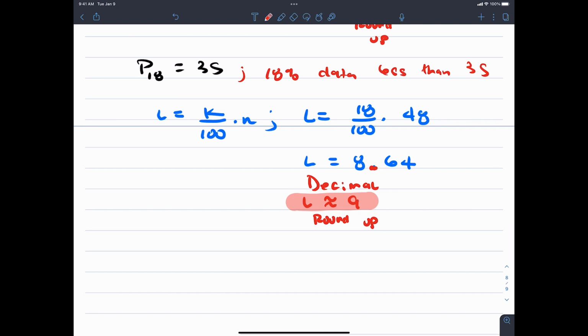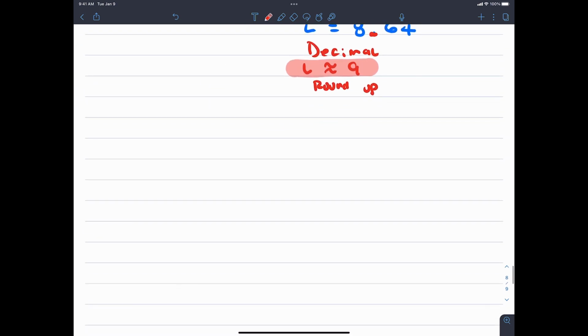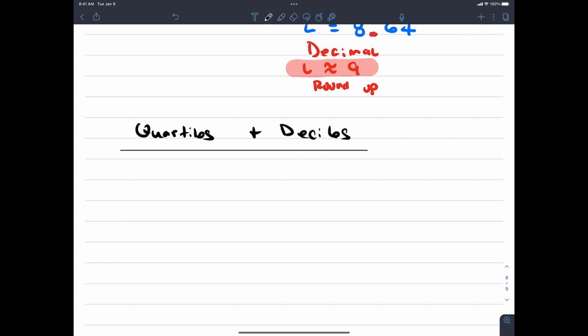Okay, you guys okay with that? That's a big deal. That's important. So this is how we find percentiles. Now, we have another system, so don't panic. Today, we're really going to talk about quartiles and deciles. But you already really know what they are, okay? Quartiles and what? Deciles. So that's what we want to talk about today.